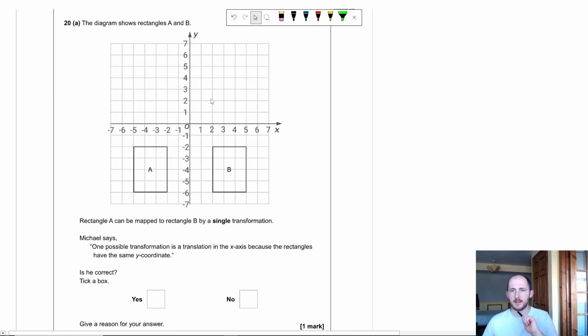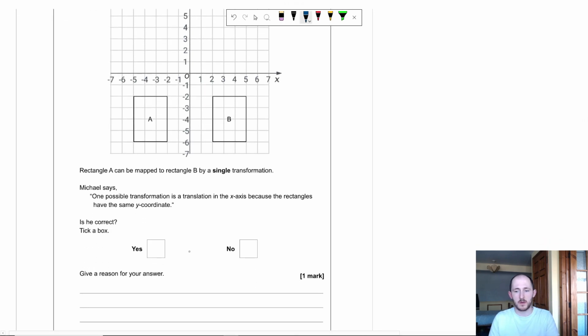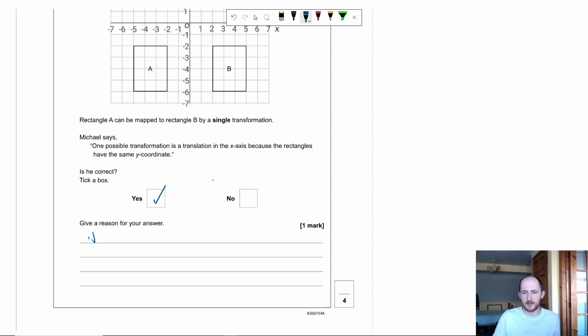For 20a, the diagram shows rectangles A and B. Rectangle A can be mapped onto B in a single transformation. Marcus says it is a translation in the x-axis because the rectangles have the same y-coordinate. Is he correct? Yeah. Now what is the reason? Well, all you have to do is work out what the translation would be. It'd be 1, 2, 3, 4, 5, 6, 7. So translation 7 to the right maps A onto B. And that would be your justification for your answer.